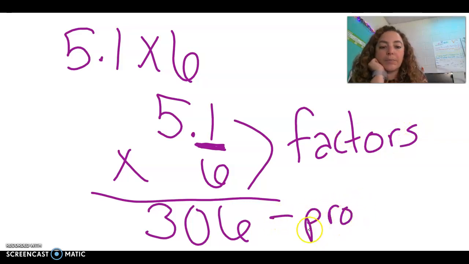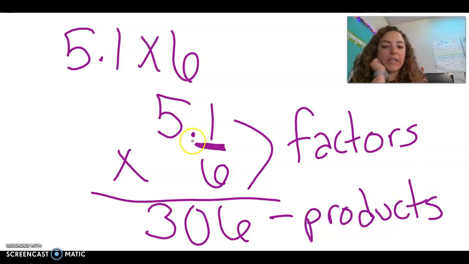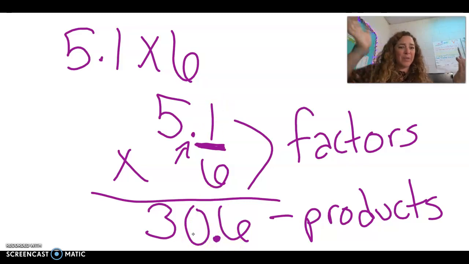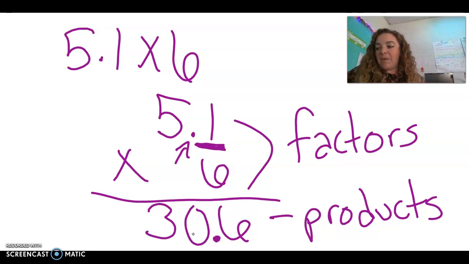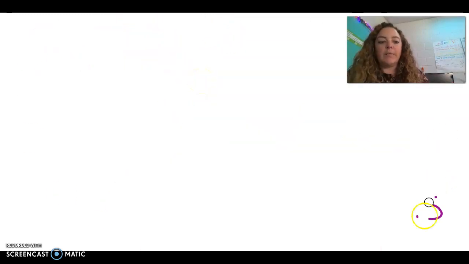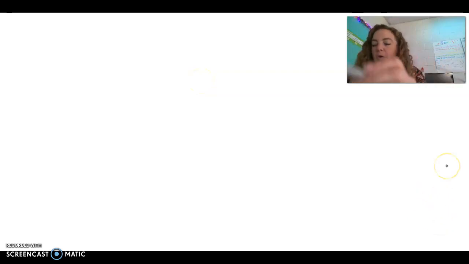So we look at how many digits are behind the decimal right here in our factors for how many digits need to be behind the decimal in our product. And so there's 1 digit here, so I need to have 1 digit here. And that's how I know where to place my place value. Again, this would work if you did that partial products method as well. Let me erase that. We'll give another one a shot.